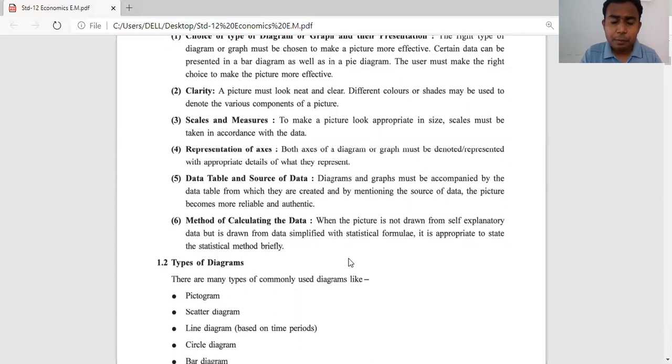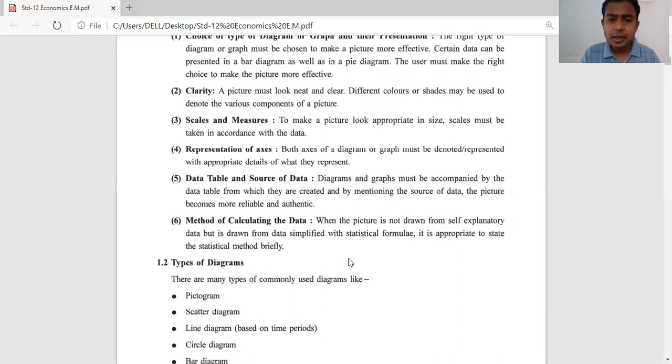And the fifth point says data table and source of data. This is very important. Before making graph or before making a diagram, data table has to be made. The table should show the values that you have used to make a graph. Diagrams and graph must be accompanied by the data table from which they are created. Right? So data table is very important before you make a graph.